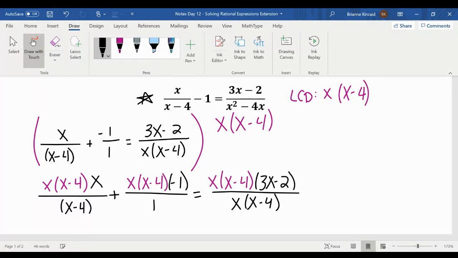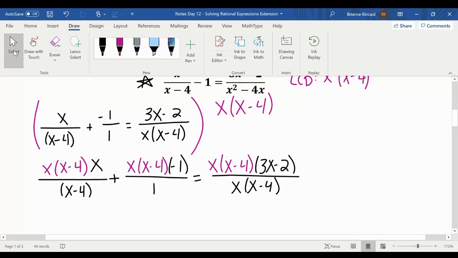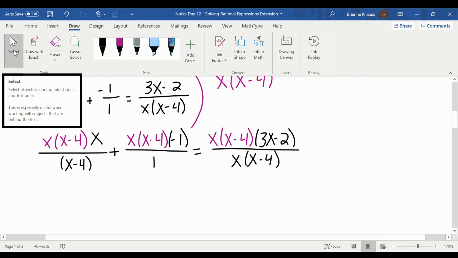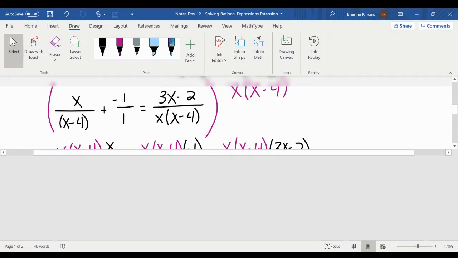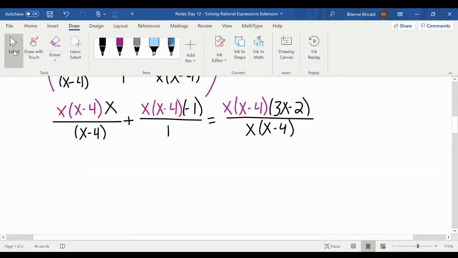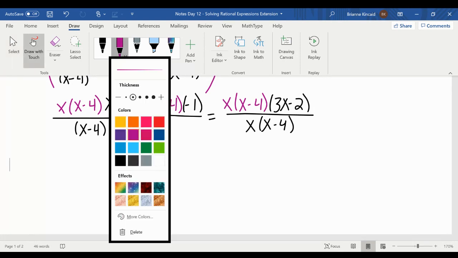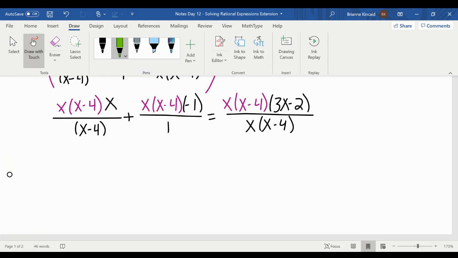What you'll be able to see is every single fraction, every single term that we originally had, now has been multiplied by the LCD. The reason we do this is because we are now able to eliminate where we can. So I can eliminate, in the first fraction, x and x minus 4. You're left with x times x, which is x squared.